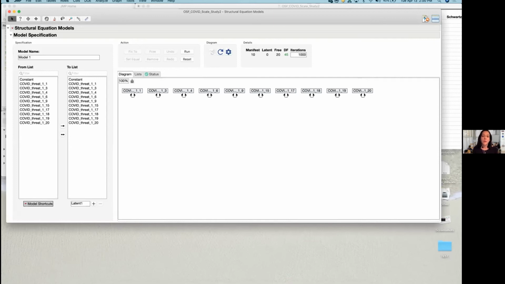So a few things. First, notice on the top here, there's some details, including the degrees of freedom. And we've talked about where that value comes from. This right here tells us the number of freely estimated parameters in the model. And we have 10 manifest variables in this case that are in our model. So we just get some details over here.